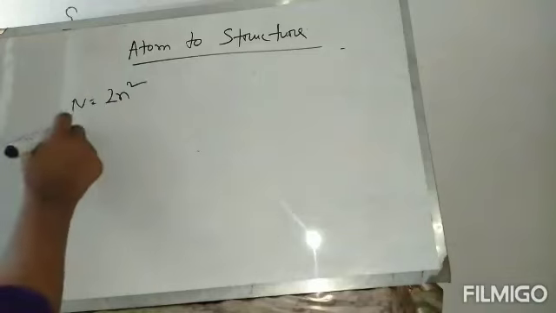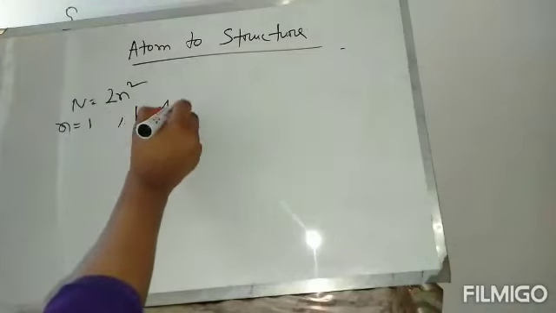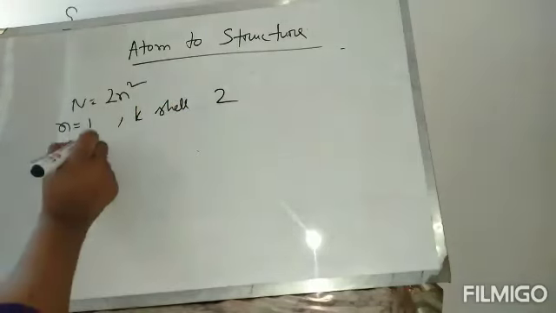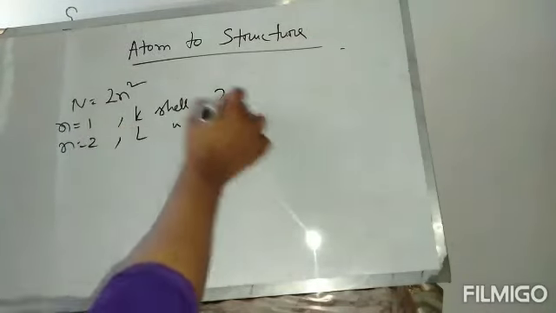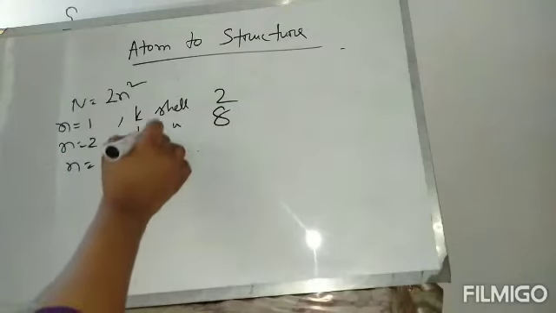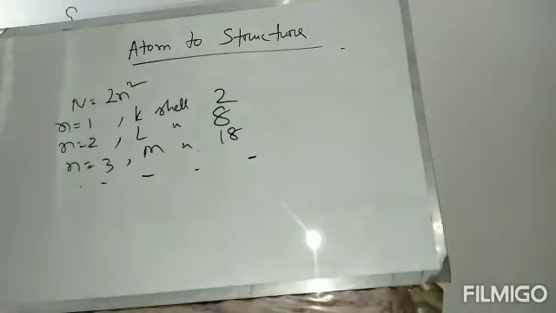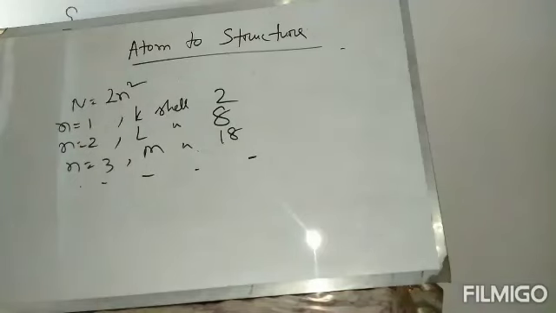If n equals 1, then the K shell has 2 electrons. If n equals 2, then the L shell has 8 electrons. If n equals 3, then the M shell has 18 electrons, and it will go on. If we apply this condition of 2n square, then the K shell takes 2 electrons, the L shell takes 8 electrons, and the M shell takes 18 electrons.